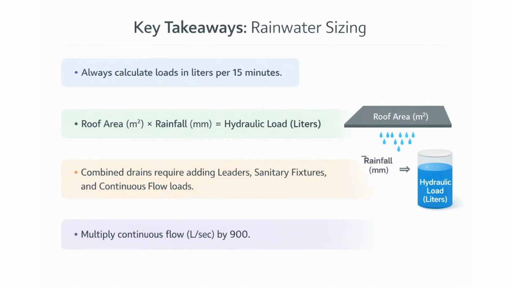That wraps up our module on rainwater sizing. Remember the golden rules. Always work in liters per 15 minutes. Calculate your roof load by multiplying area by rainfall, and systematically add your leader, sanitary, and continuous flow loads for combined drains. Keep your units straight, and you'll size these systems perfectly every time.